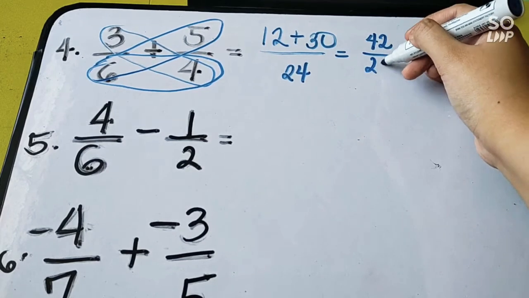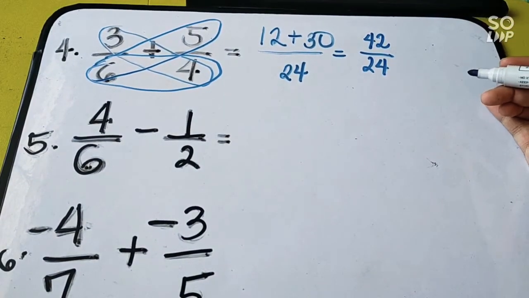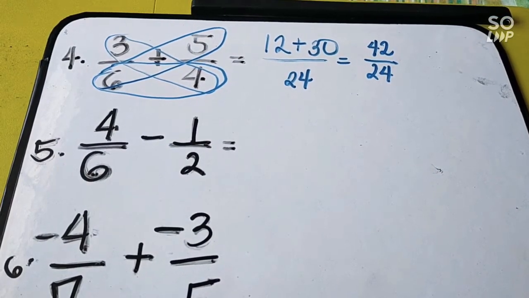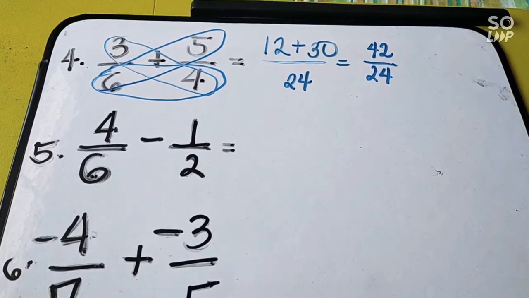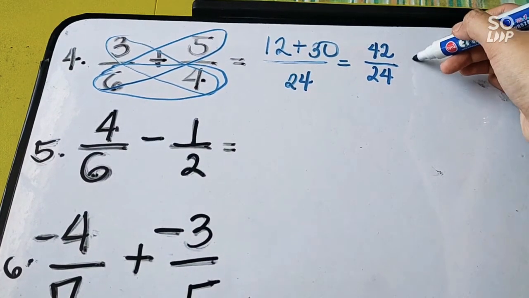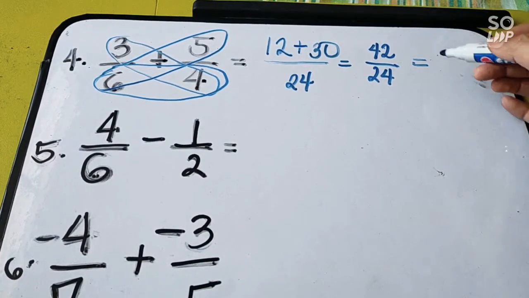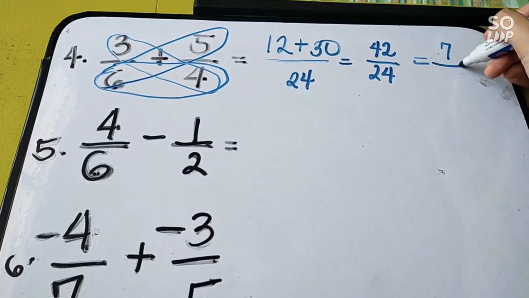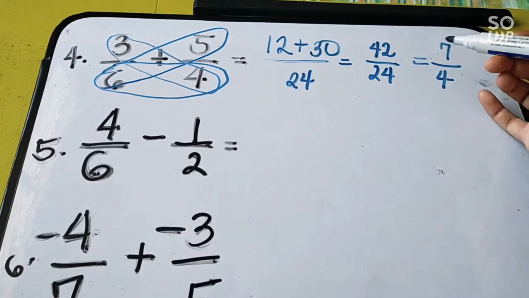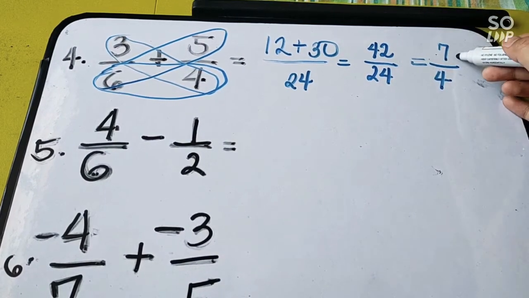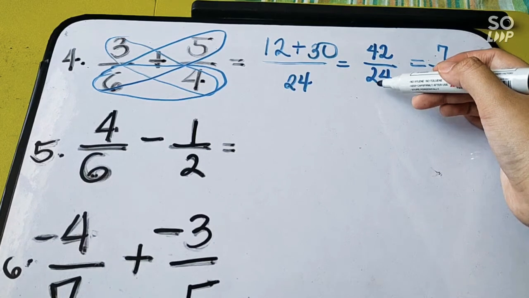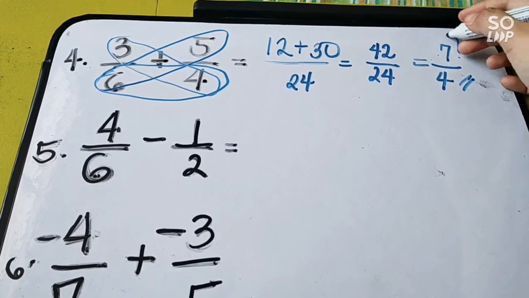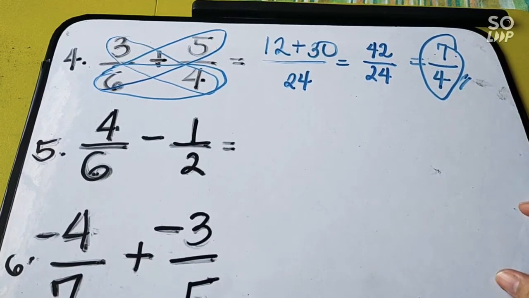Over 24. So, we are going to simplify 42 over 24. It is divisible by 6. So, see, 42 over 24 are divisible by 6. Therefore, we can simplify it as 7 over 4. If we divide 42 by 6, the answer is 7. Then 24 divided by 6, the answer is 4. Is it clear? So, this is now your answer. We have 7 over 4.